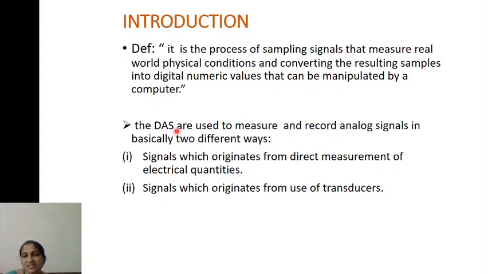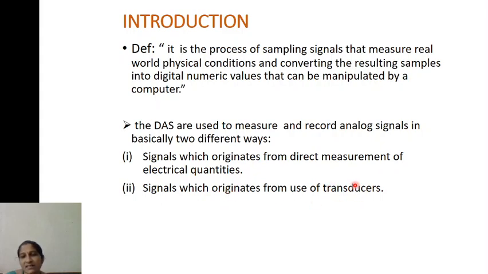The data acquisition systems are used to measure and record analog signals in basically two different ways. Those are signals which originate from direct measurement of electrical quantities, and signals which originate from the use of transducers. You can directly measure the quantity, and for the signals obtained you can use the DAS, or you can also use the signals coming from the transducers.